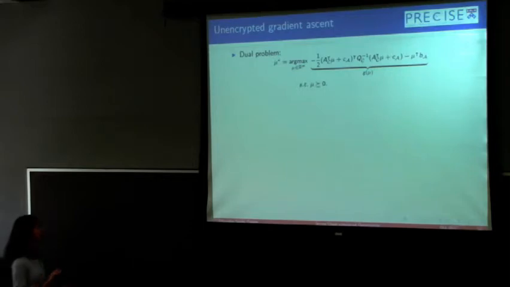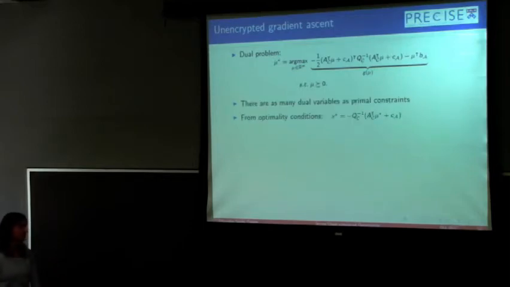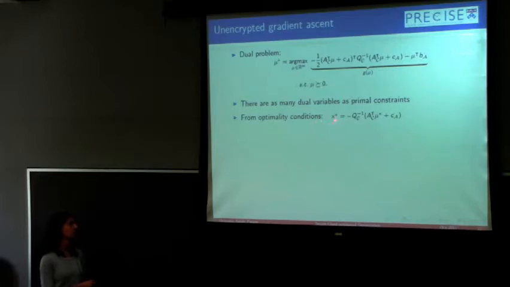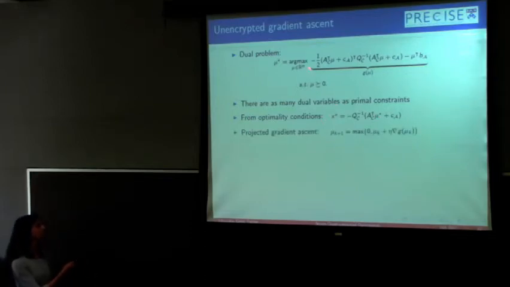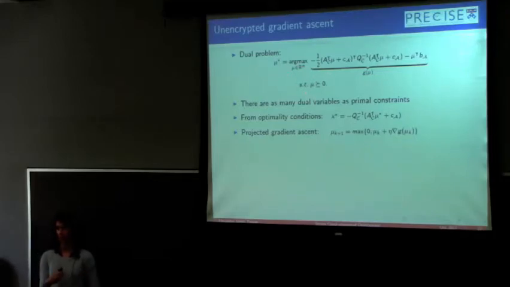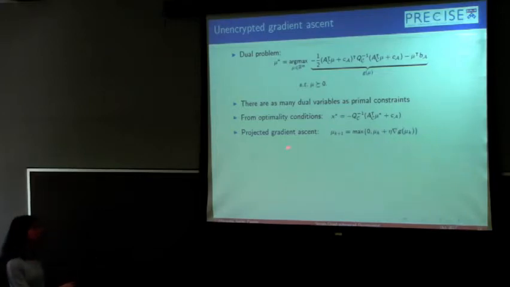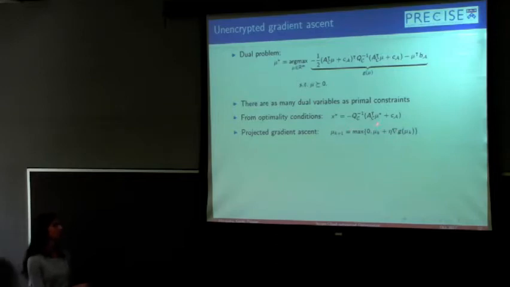OK, so the dual, you guys know how this looks like. From the optimality condition, this is the equation from which we can retrieve the primal optimal from the dual optimum. And again, the reason why we chose to go to the dual is that now the constraints become very easy. So it's just a projection on the positive orthant. So in this case, an iteration of the projected gradient ascent is just the maximum between 0 and the updated dual variable in the direction of the gradient ascent.